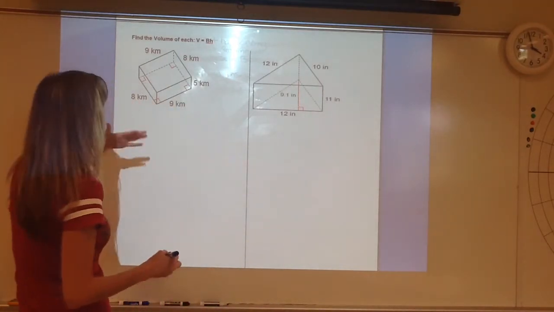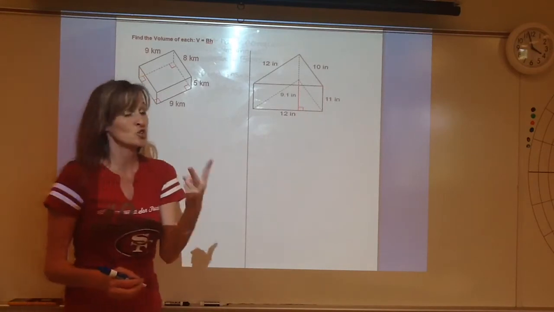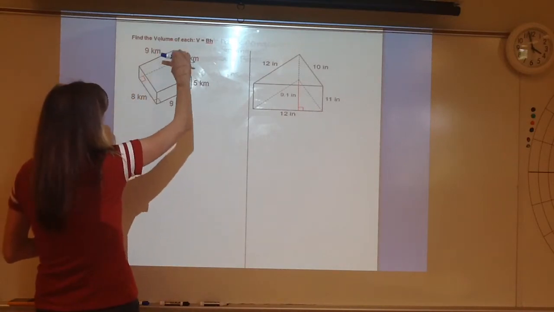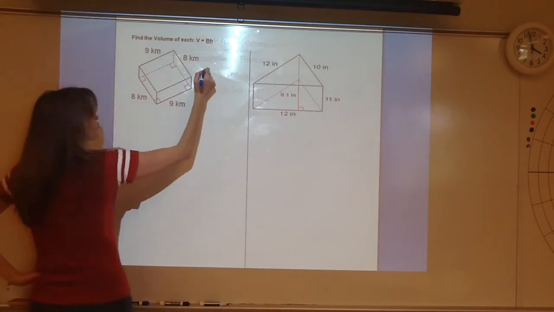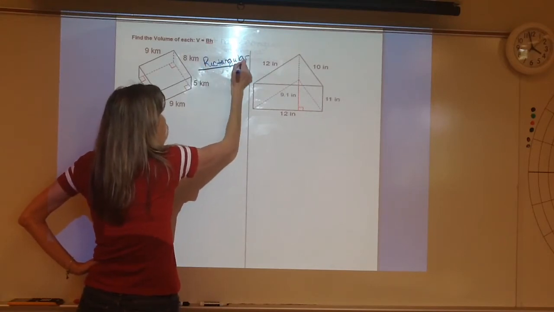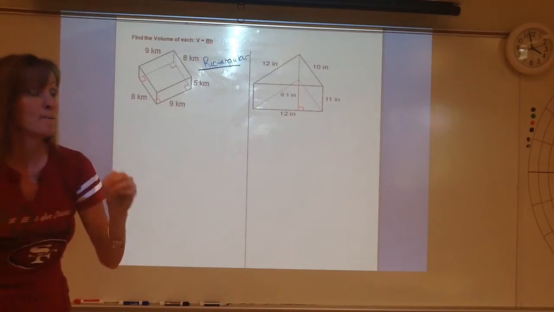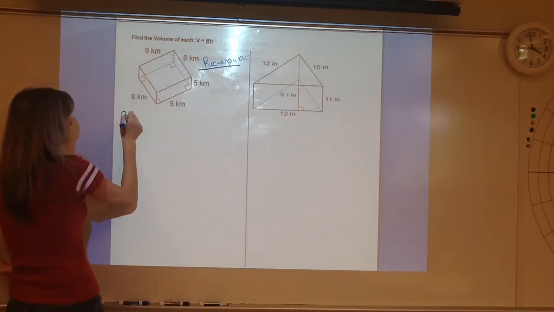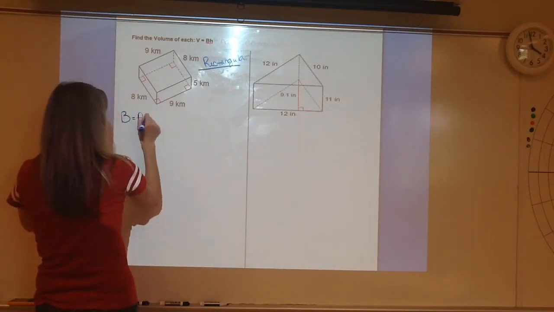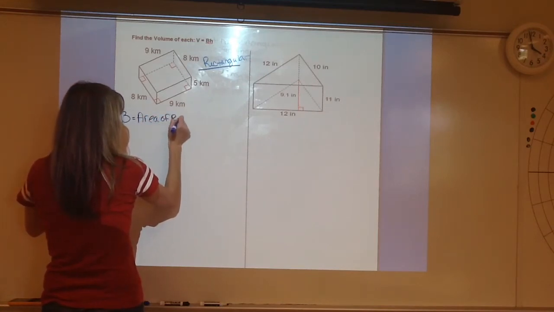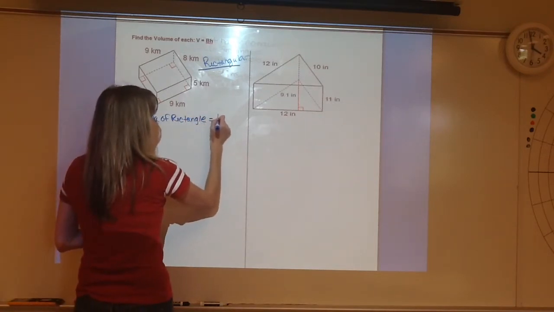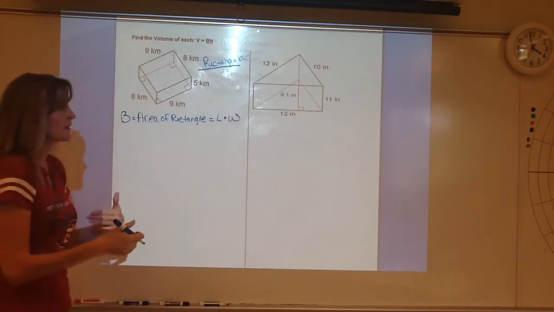So I'm going to look at this. I'm going to determine what I think my top and bottom are. And remember, there's two of them that are identical. So my top and my bottom are this 9 by 8 rectangle. So this is a rectangular prism. That means I have to find the area of that rectangular base. That's my big B. So my big B is, I'm going to look on my formula chart and find area of a rectangle. And the area of a rectangle is length times width. And you find that on your formula chart.